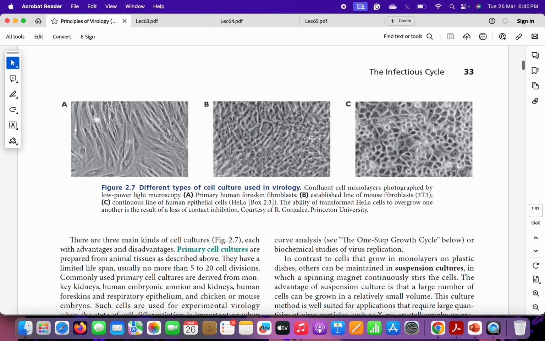In our virology experiments, we propagate viruses in different mammalian or mosquito cells. These are different kinds of cells we use for culturing viruses. This is a confluent cell monolayer photographed by low power light microscope. Here A is a primary human foreskin fibroblast, B is mouse fibroblast or 3T3 cell line, and C is a continuous line of HeLa cell line.